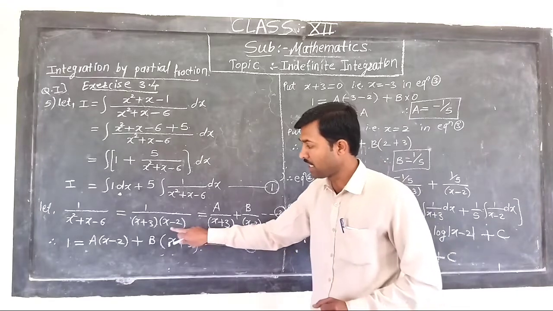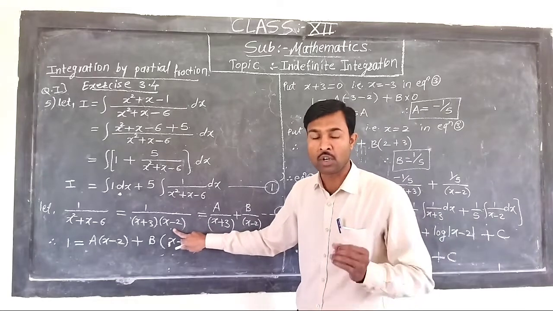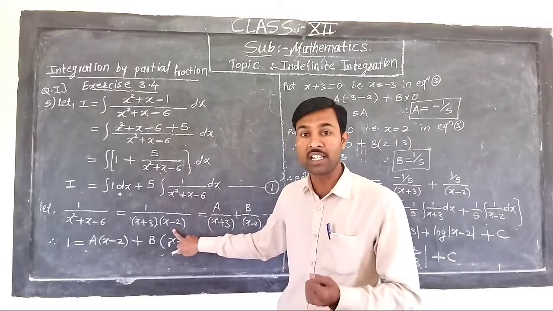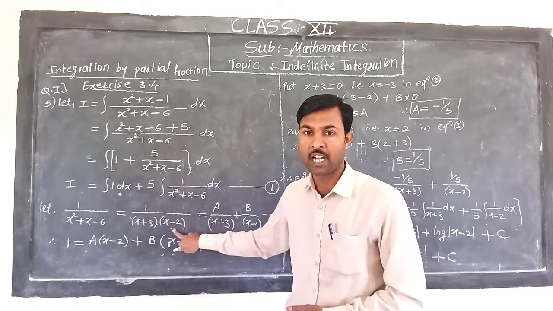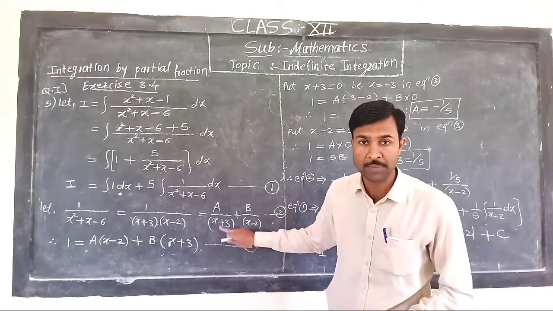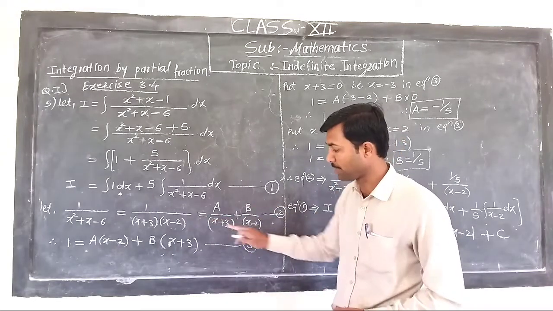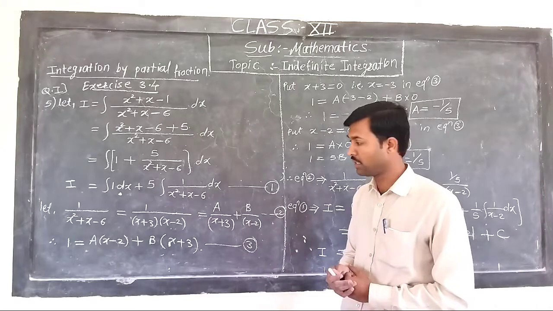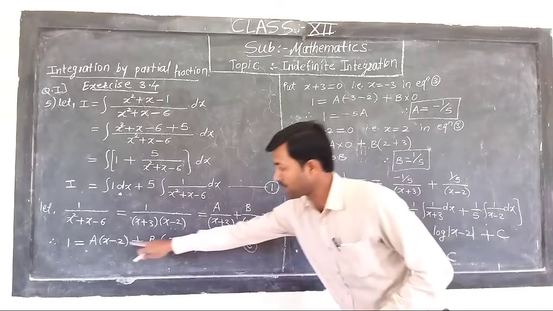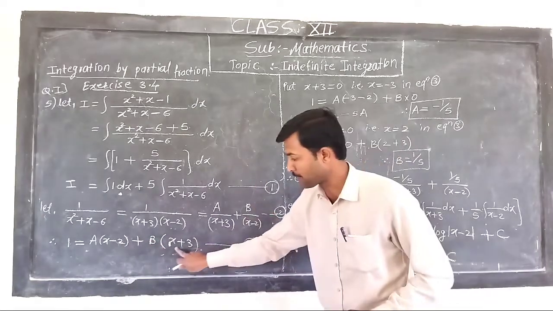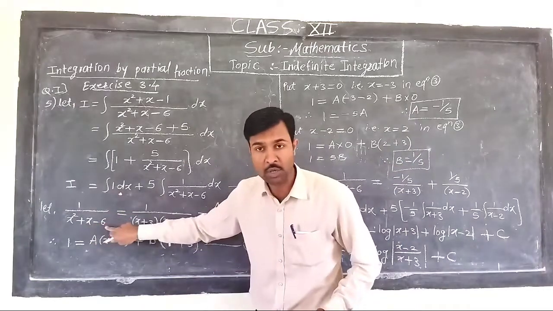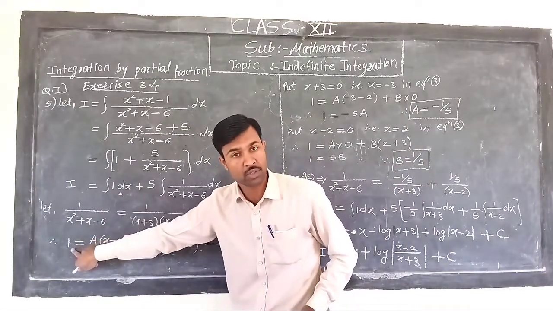I observe that here the factors in the denominator are non-repeated and linear. As the factors are non-repeated and linear, it is the first type of partial fraction, and by using the first type of partial fraction, first constant upon first factor, that is A/(x + 3), plus second constant B upon second factor, B/(x − 2). This is our equation second. Now after solving this, we get A(x − 2) + B(x + 3), and the denominator gets cancelled with this denominator, and the remaining term is equal to 1.